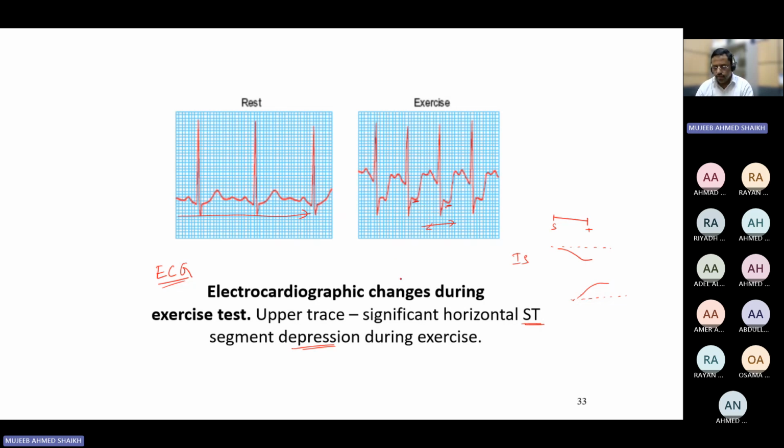Which lead will show the ST segment depression? Because every lead of the ECG represents a specific area of the heart, like lead 2, lead 3, lead AVF is for the inferior wall of the heart. Suppose the inferior wall is having ischemia, then the ischemic changes or ST segment depression will be seen in 2, 3, and AVF.